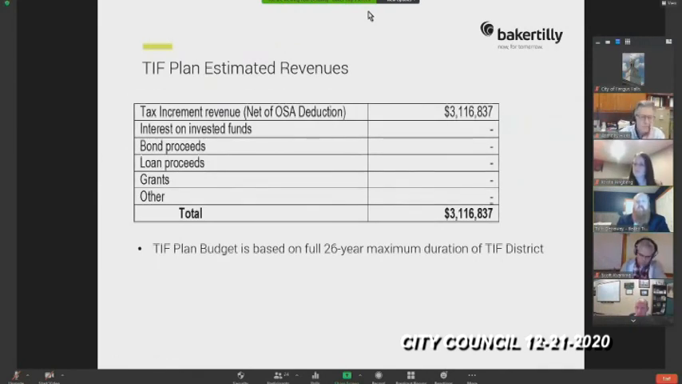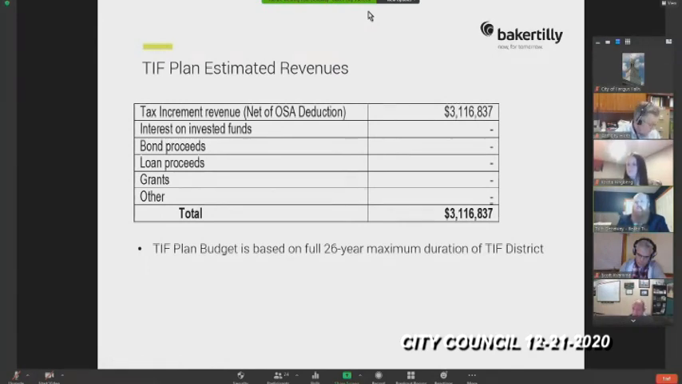When the TIF district has an obligation that ends earlier than the maximum duration of the TIF district, which we can talk about, the duration of this potential obligation, once that obligation is fulfilled, the TIF district actually has to be decertified earlier. So this TIF district is likely to be decertified earlier than 26 years, but for maximum flexibility within the TIF plan, we base the budget off the full revenues generated over the 26 years.